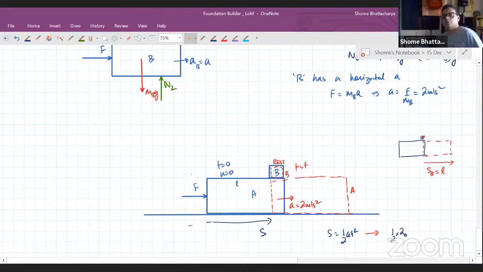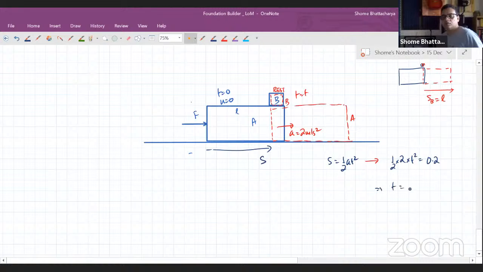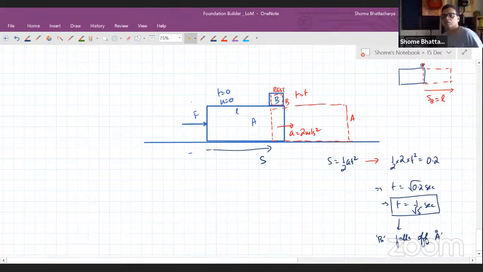So half into 2 meters per second square into t square needs to be the length, which is 20 centimeters given to us. So 0.2. So the time will be square root of 0.2 seconds, or the time is 1 by root 5 seconds. At this time, what is happening? B will fall off A.